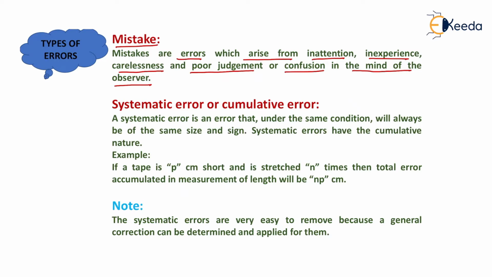Now the next one is systematic error or cumulative error. Now it can be removed by applying a simple correction. So what do you mean by systematic error or cumulative error?